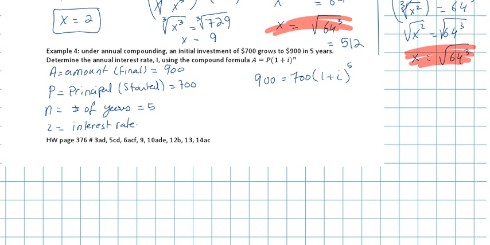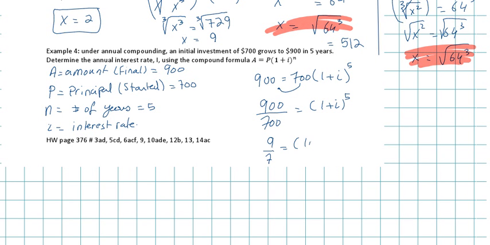Now the job is to solve for I. When I'm solving, I'm isolating, which means opposite operation. What's the first thing I want to get rid of? The 700. Bring it over. It becomes 900 divided by 700. And that will be 9 over 7. I'm going to leave it as 9 over 7.